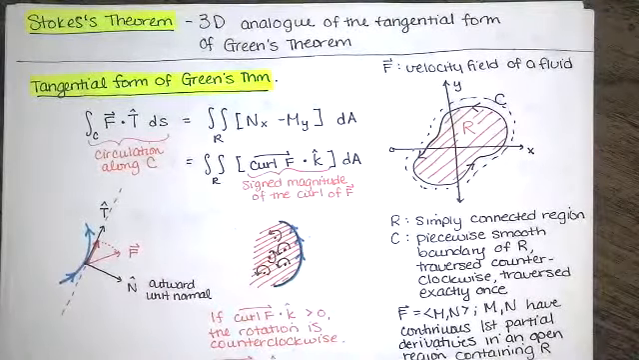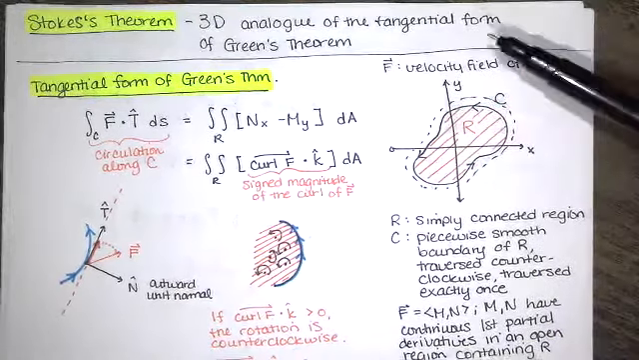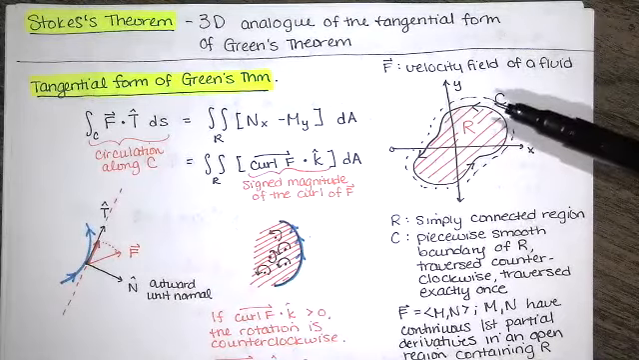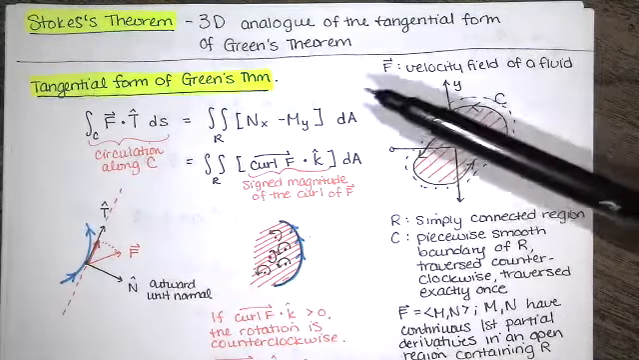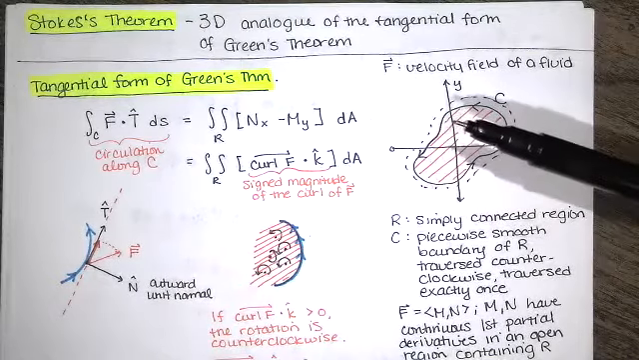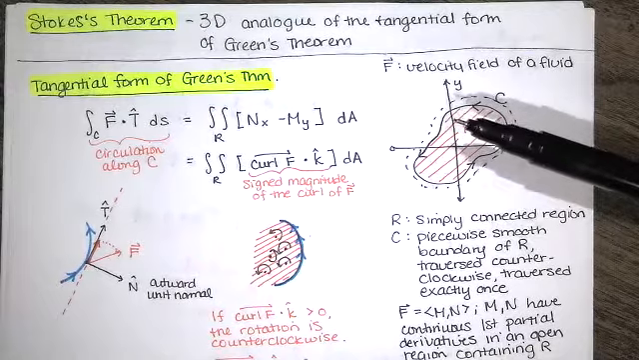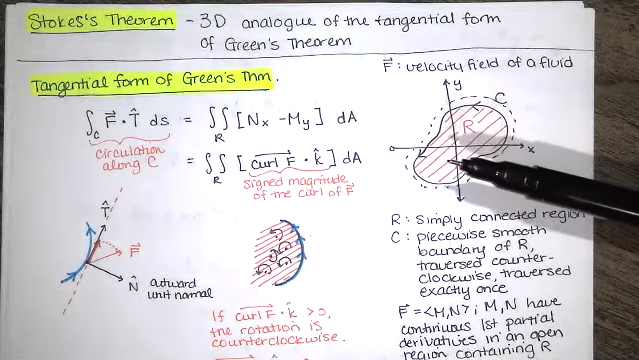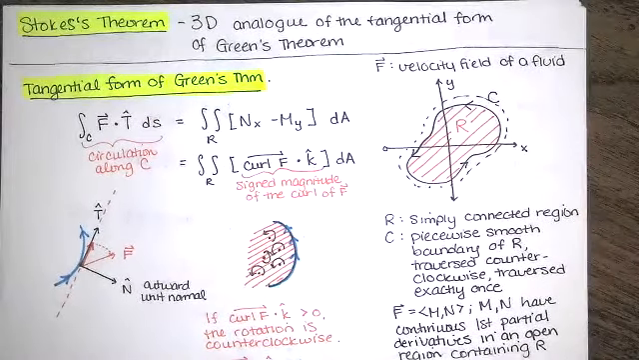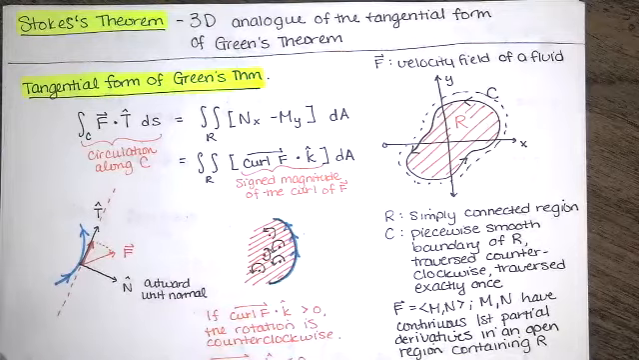This video is about Stokes' theorem, which is a 3D analog of Green's theorem. Specifically, it's the 3D analog of the tangential form of Green's theorem. The plan for this video is to review the tangential form of Green's theorem and what it means, and then extend it to 3 dimensions in Stokes' theorem. And then we'll work a couple of example problems applying Stokes' theorem and then interpreting it.